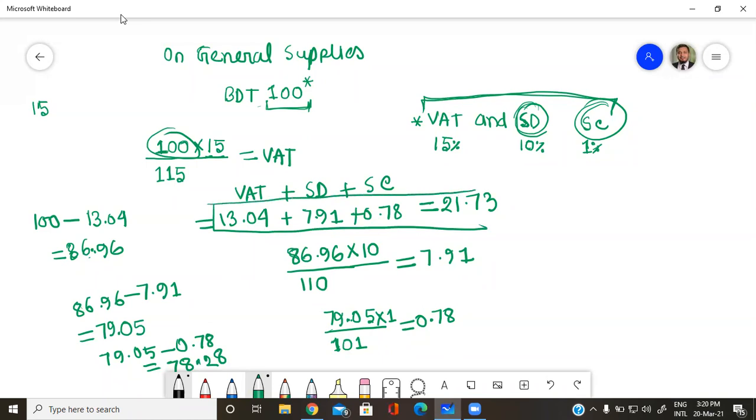Now, how has 78.28 actually come? This one, 100 minus the tax which has been collected in the form of VAT, SD, and supplementary charge, this 21.73, we get this 78.28. So what is the answer? How much of this price does the company get? 78.28. And you see how much percentage has gone to the tax authority? Is it 15%? Is it 25%, or 26%, or is it approximately 22%?